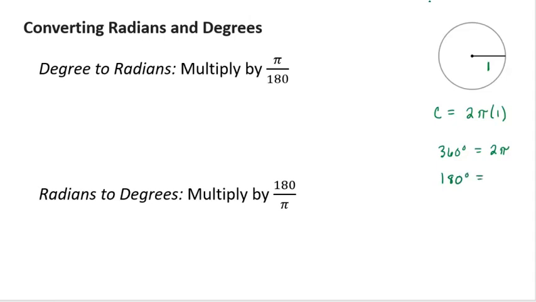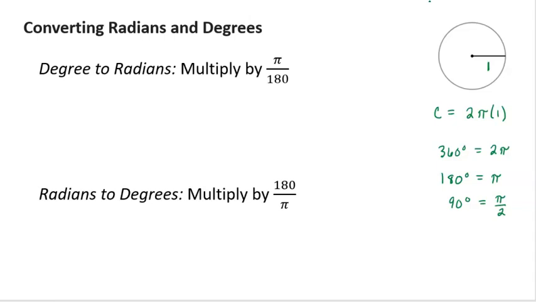That would make 180 degrees pi. That would make 90 degrees, half of that, so that would be pi over 2. And so this is another way of talking about different measures instead of degrees, and using radians instead. So that's just a quick overview and intro to radians and degrees.